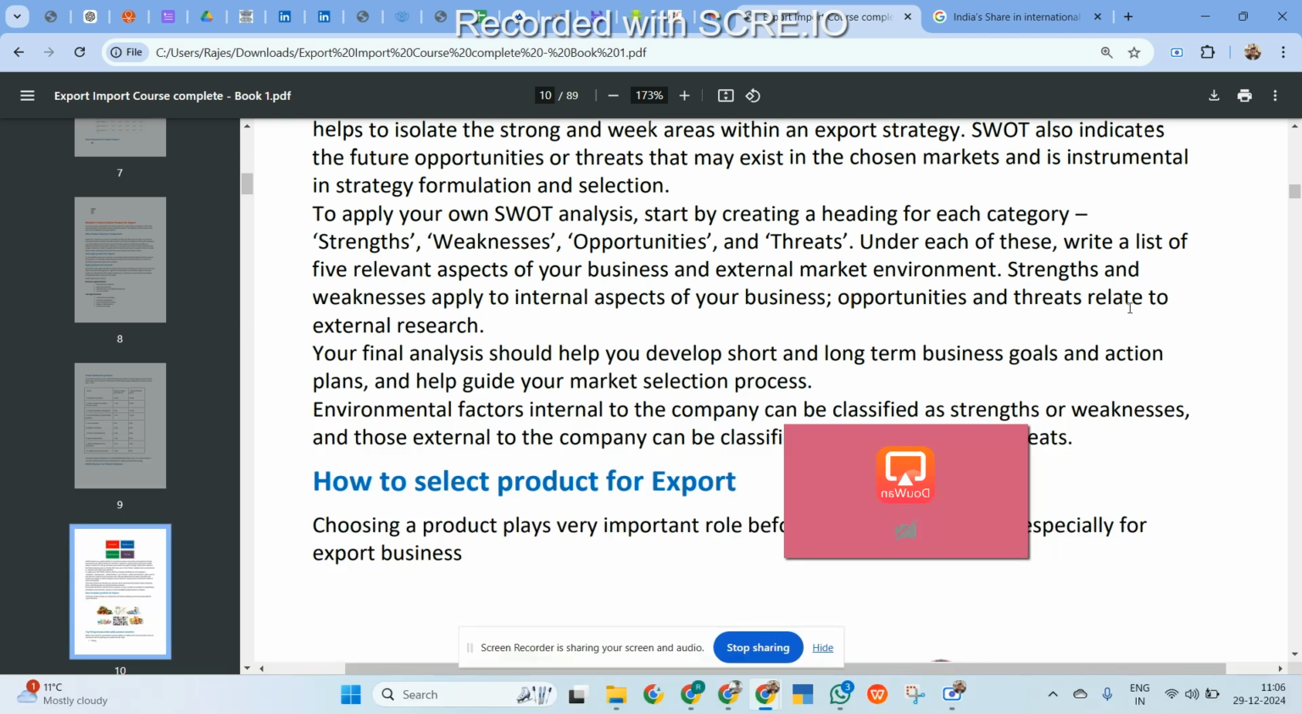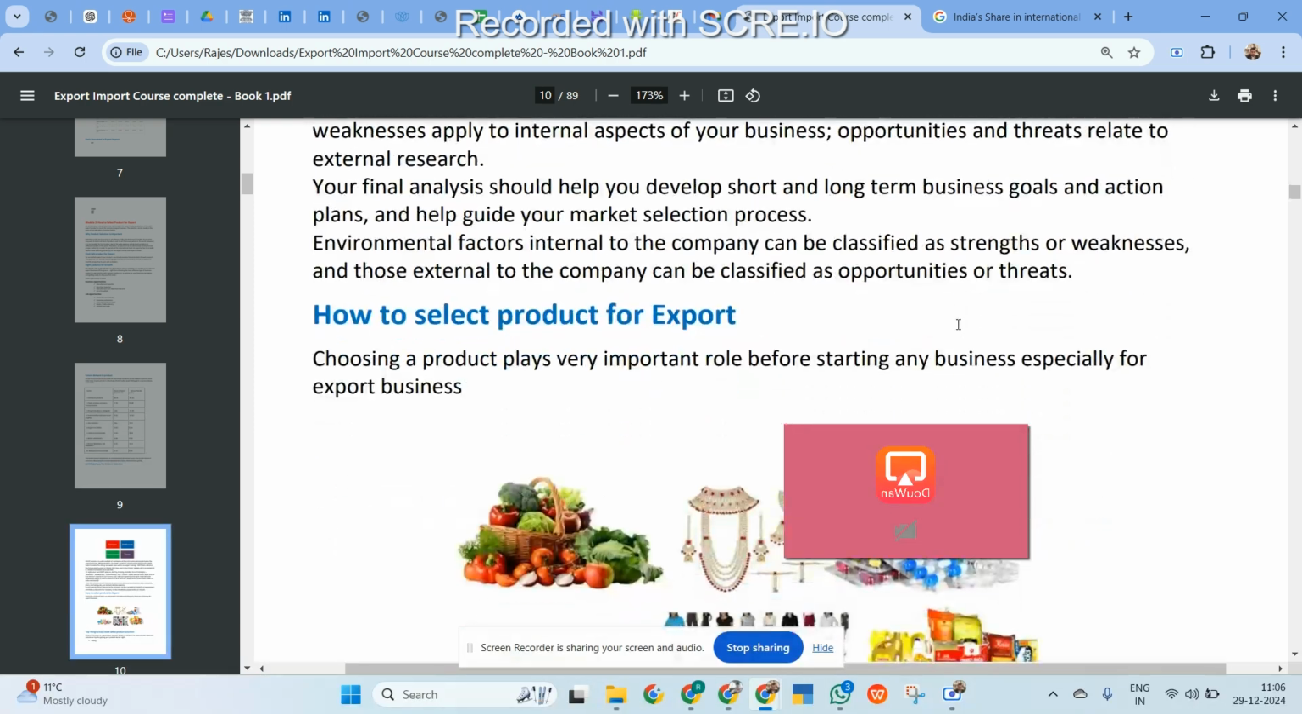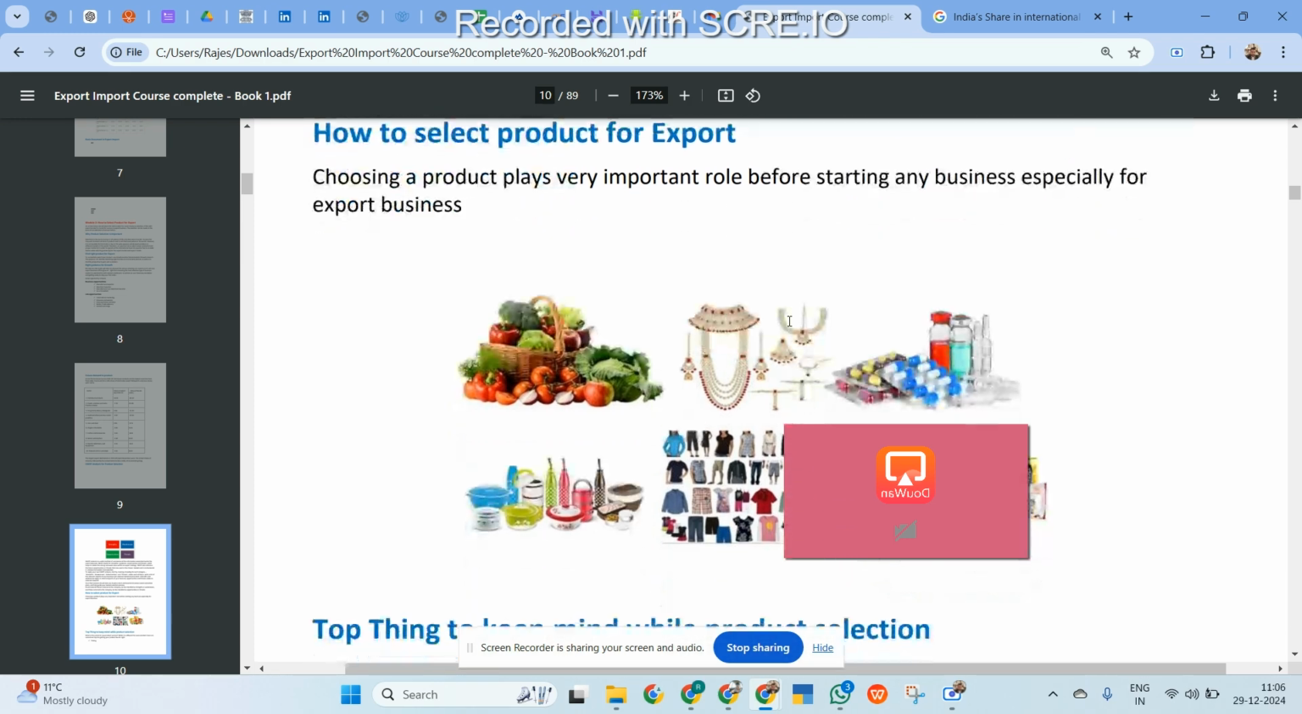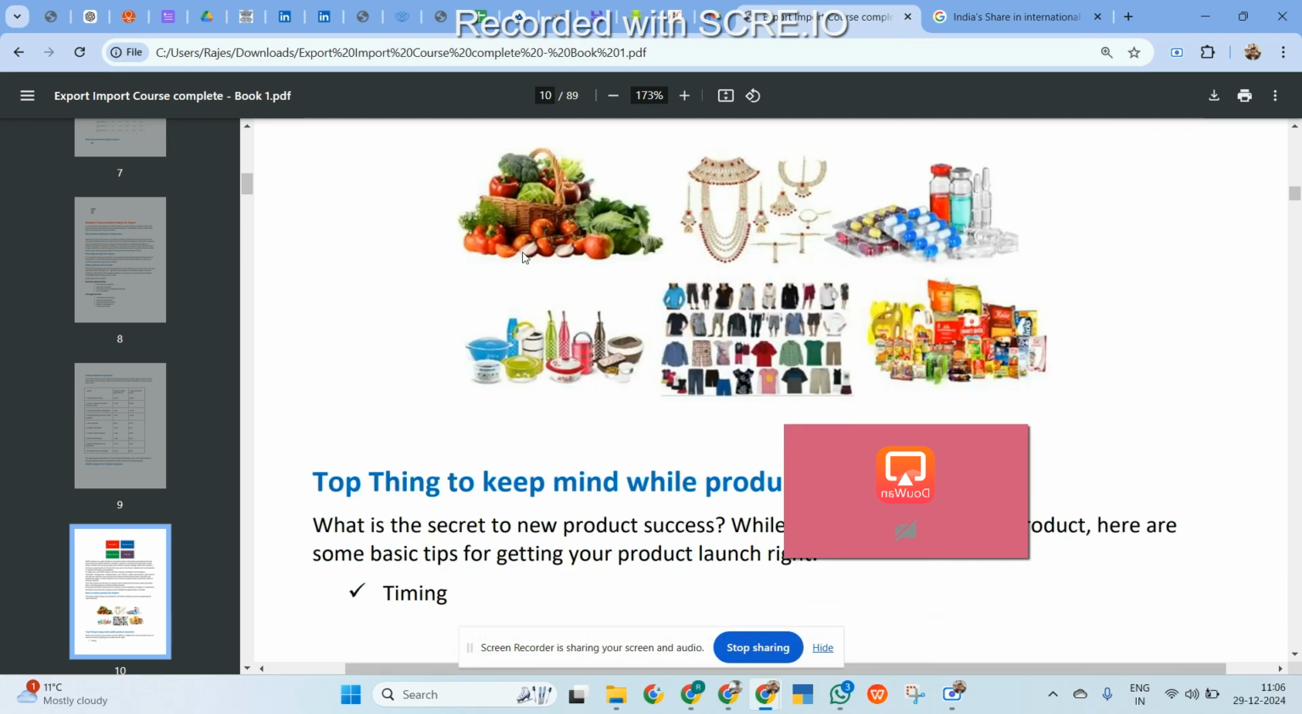Right? You have to identify on the basis of budget, location, availability of the product, demand of the product, product knowledge, market knowledge. There are many points we have to discuss. So choosing a product plays an important role before starting your business, especially for export business. For example, fresh fruit and vegetables. What is the weakness in that business? They are perishable products.